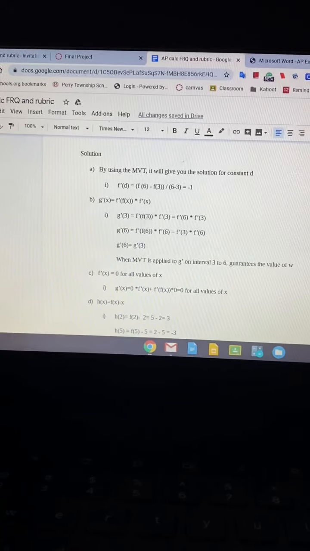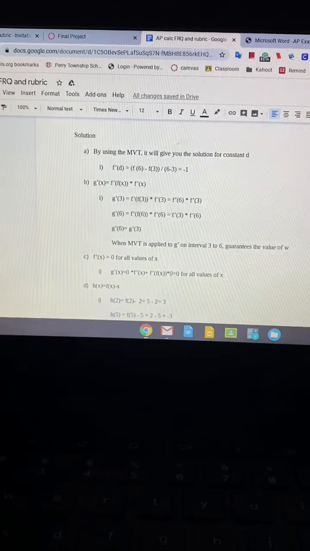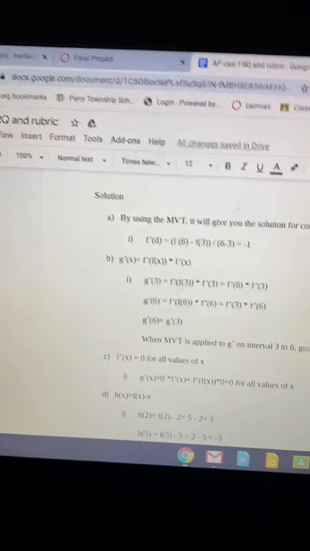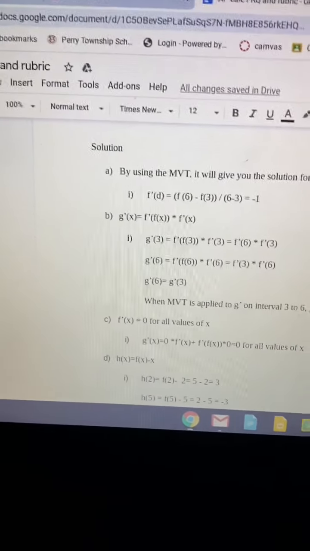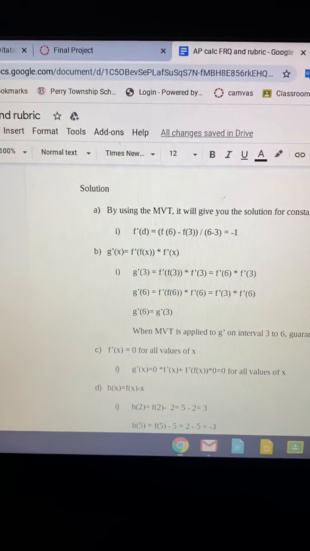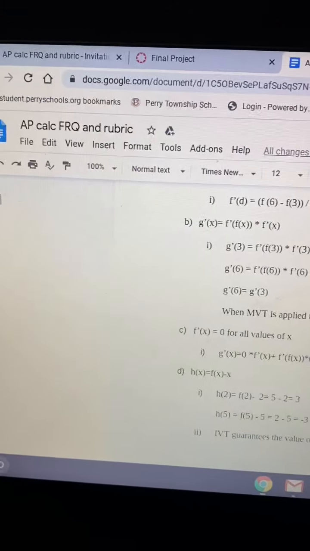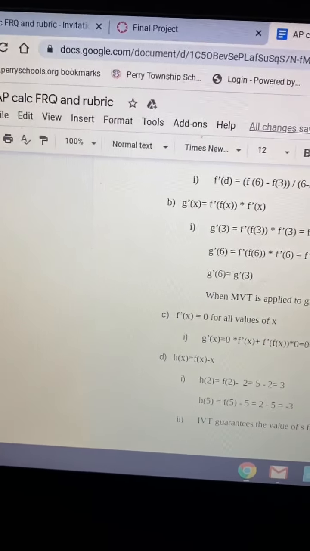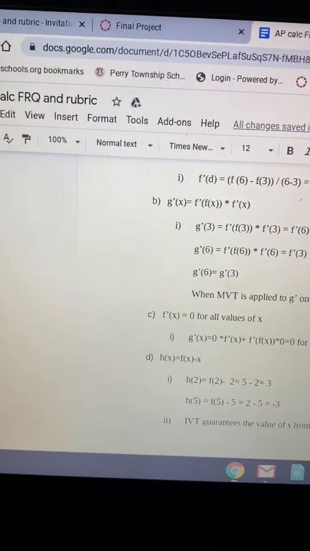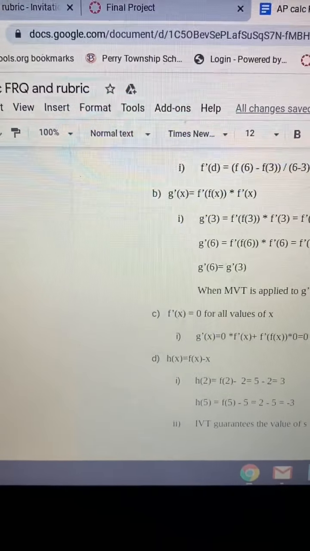For B, g prime of x equals f prime of f of x times f prime of x. Okay, so g prime of 3 equals f prime of f of 3 times f prime of 3, which equals f prime of 6 times f prime of 3. And then g prime of 6 equals f prime of f of 6 times f prime of 6, which equals f prime of 3 times f prime of 6. So g prime of 6 equals g prime of 3.